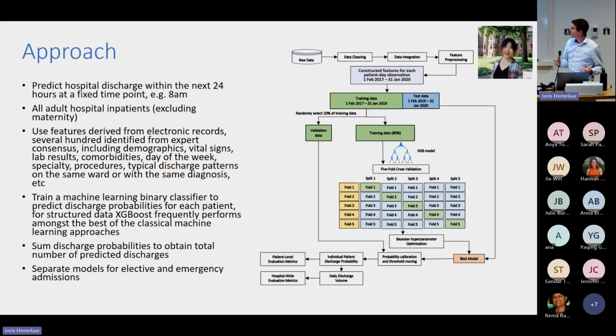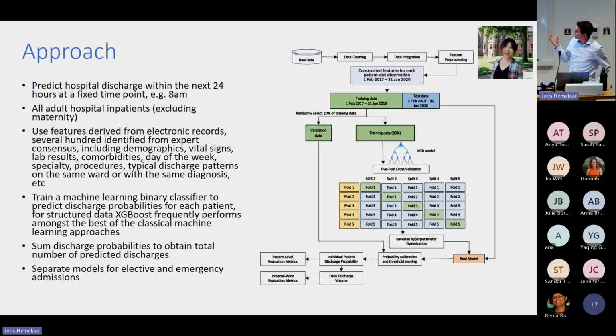So what we do here is use a fairly classical machine learning based approach. We aim to predict hospital discharge within the next 24 hours. We can do that at 8 o'clock in the morning or 12 o'clock at lunchtime or whatever else we pick. We look at all hospital inpatients, excluding maternity, because they use a different electronic record system, or will do shortly. Currently, they mostly use paper.